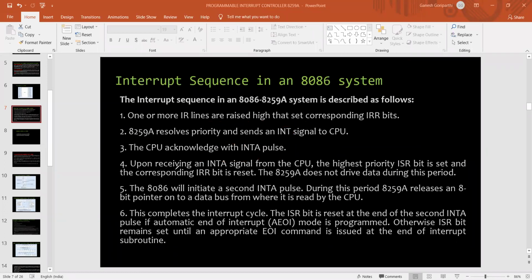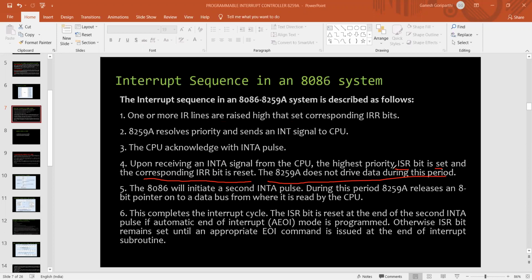So upon receiving the interrupt acknowledgement signal from the CPU, the highest priority ISR bit is set. What do you mean by ISR bit? In-service register bit is set, and the corresponding IRR bit is reset. The 8259 does not drive the data during this period. So what is the meaning of this particular step?